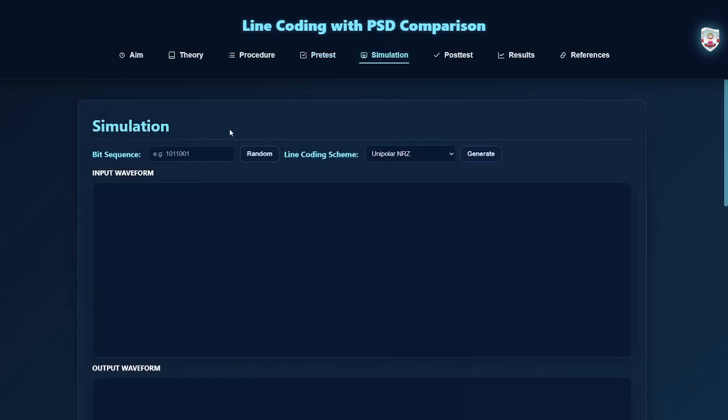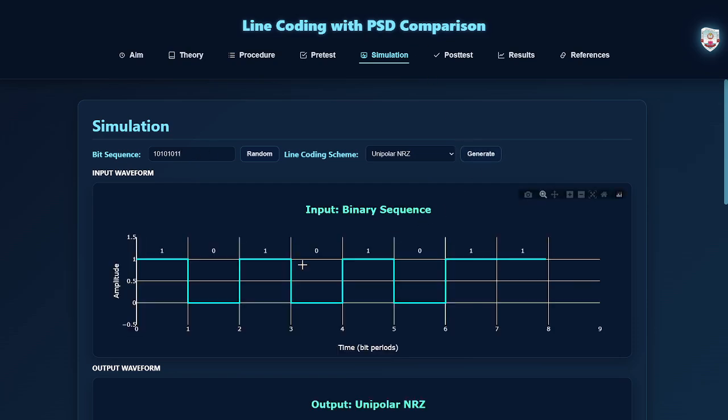Simulation. Now we come to the most important part, which is the simulation section. Here we can observe how different line coding techniques generate different waveforms. First, we enter a binary sequence in the input field. For example, we may enter a sequence like 1010 1011 and so on. Next, we select a line coding scheme from the drop-down menu. For demonstration, let us choose unipolar NRZ.